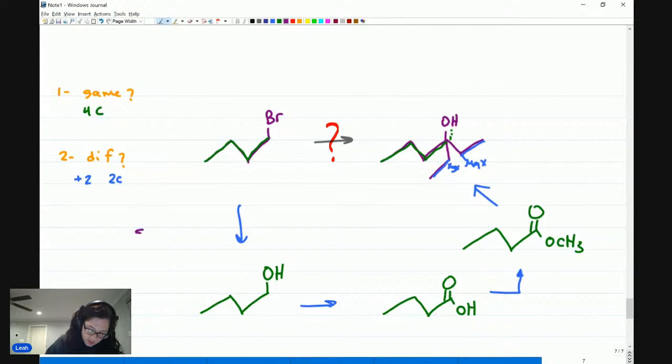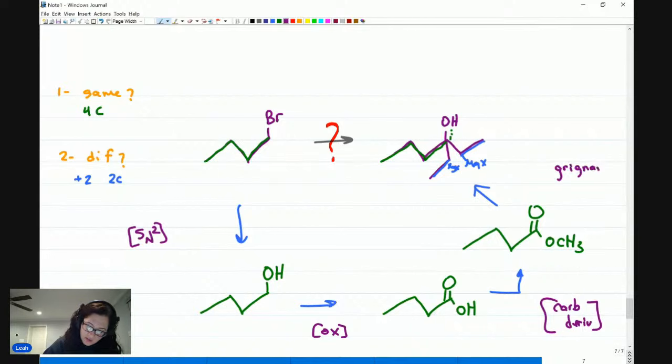Chapters in question. This is an SN2 reaction, so your SN2 chapter. This is an oxidation reaction, so whatever chapter covers redox. This one right here is a carboxylic acid derivative, so that would be a carboxylic acid derivatives chapter. And this one here is Grignards, which for some students shows up in the alcohol chapter, but sometimes it shows up in a different one.